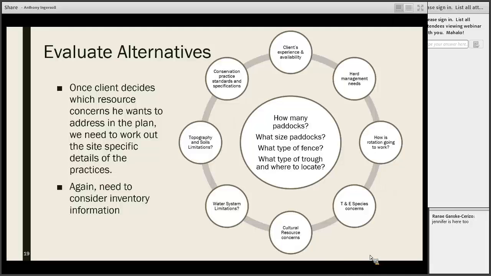What about the client's experience and availability? And what kind of management does his herd need, or is he planning to change anything? And as we start developing these things, we have to make sure we're going to have a rotation that's going to work, and that the client is accepting the fact that if he's going to work with us, particularly in a Farm Bill program, our conservation practice standards and specifications are going to have to be things that he's got to abide by.